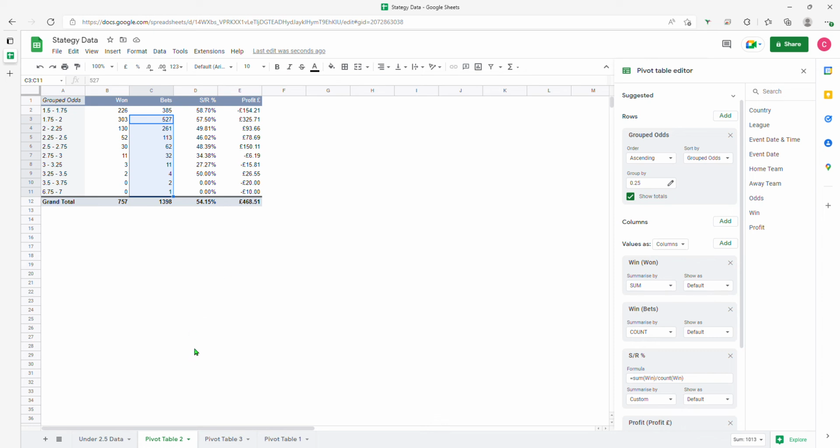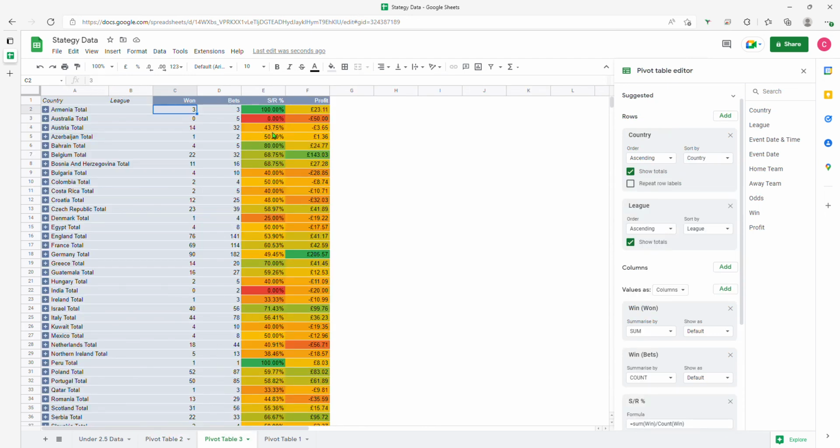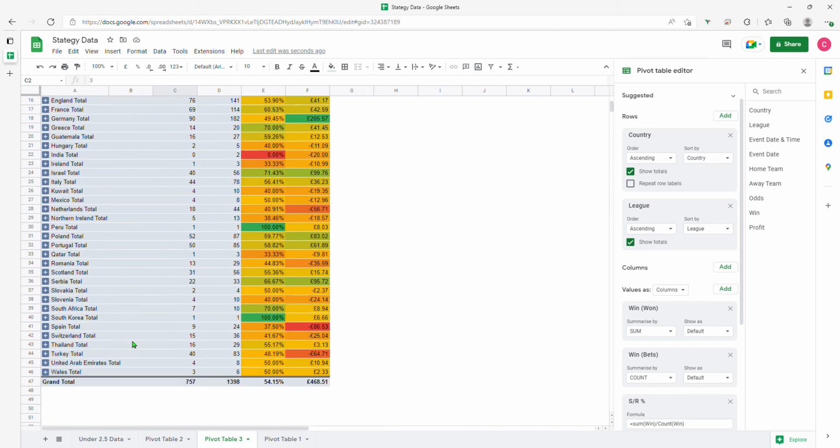So moving on to the next table, which I think based on the data we have is a good one. We've looked at odds, and then this one actually looks at countries and leagues. So I've just clicked on that. I've got a bit of color coding here just so I can see the numbers, because I appreciate there's a lot of numbers here, and there's actually a lot of leagues. Well, these are just countries at the minute. But you can see at the bottom that totals always stack up to the same. We've got 757 wins out of nearly 1,400 matches, a 54.15% strike rate, and the profit was £468.